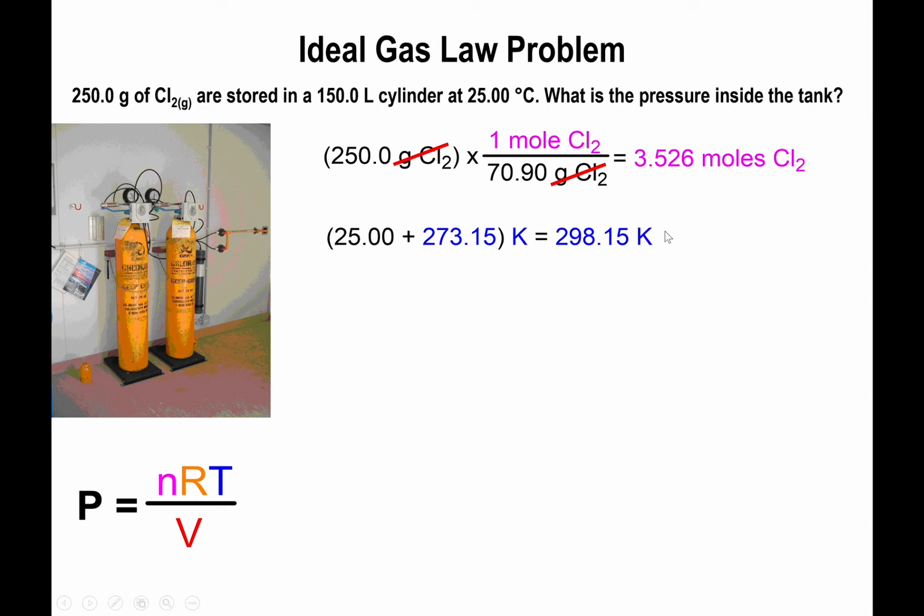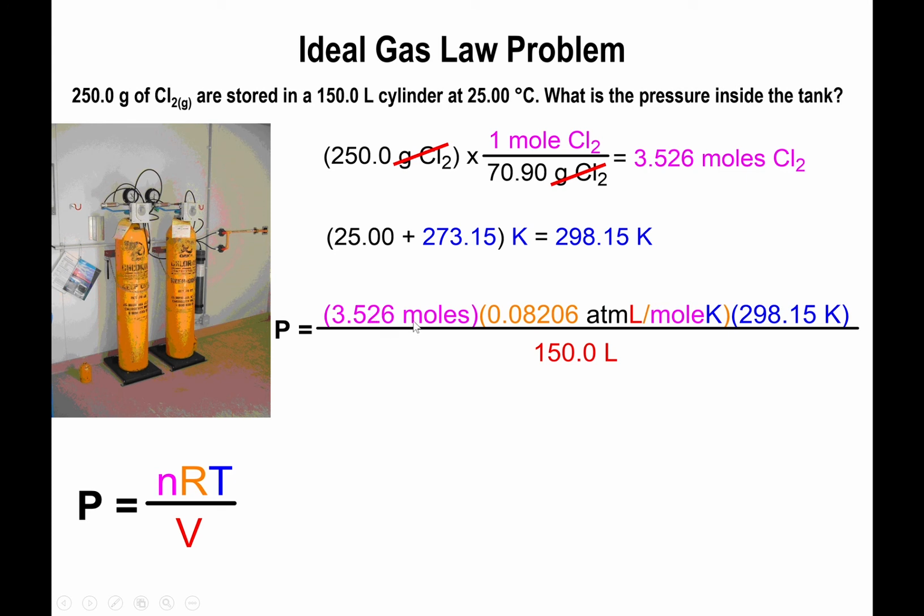All right, so we have the temperature in Kelvin, we have the number of moles, we have the volume in liters, so we're good to go. We just need to plug this into the equation. 3.526 moles, which we found out, 0.08206 atmosphere liter per mole Kelvin, which is the gas constant, 298.15 Kelvin, which is the temperature, and 150 liters, which is the volume.